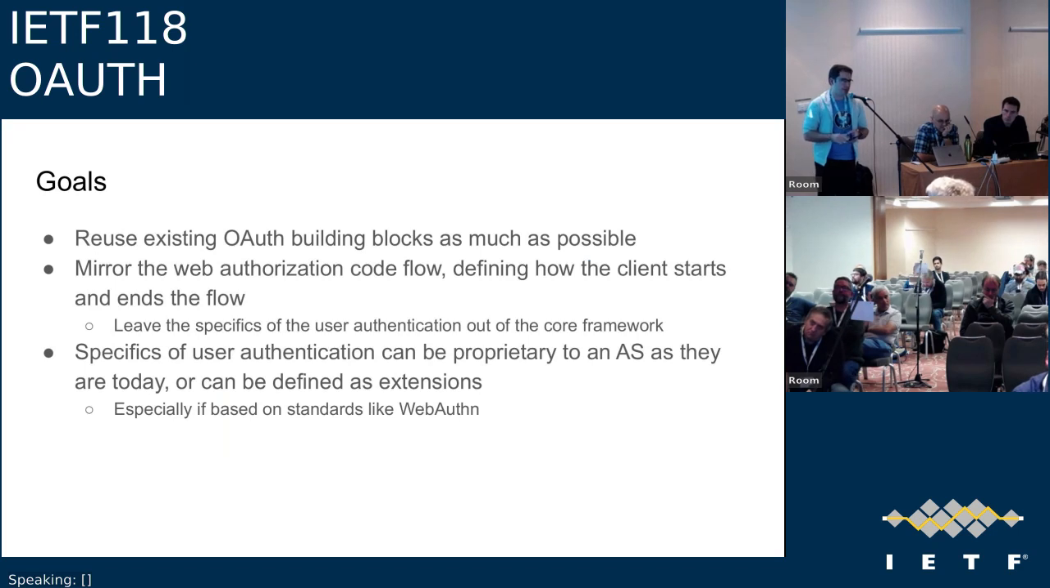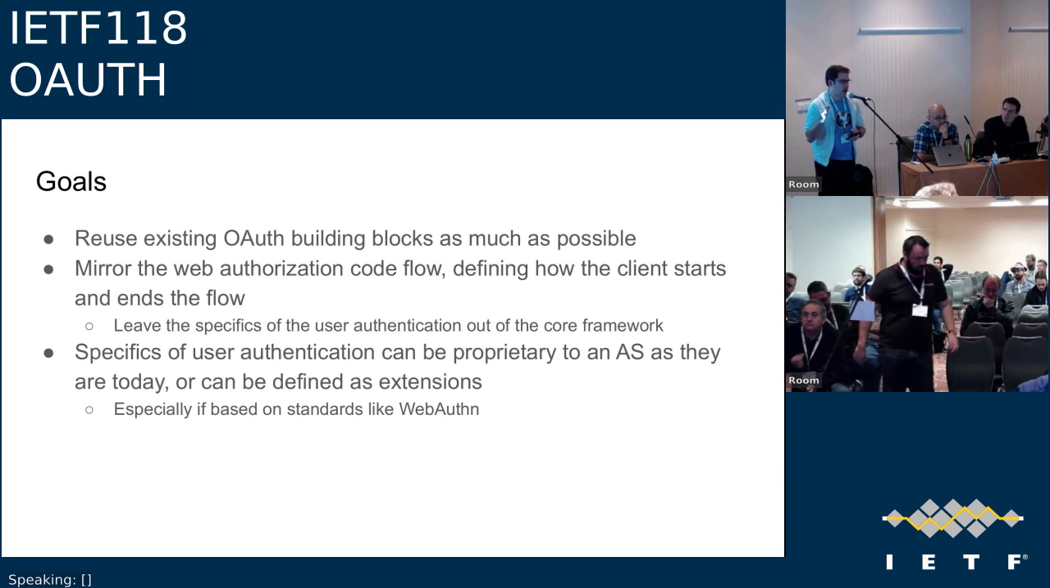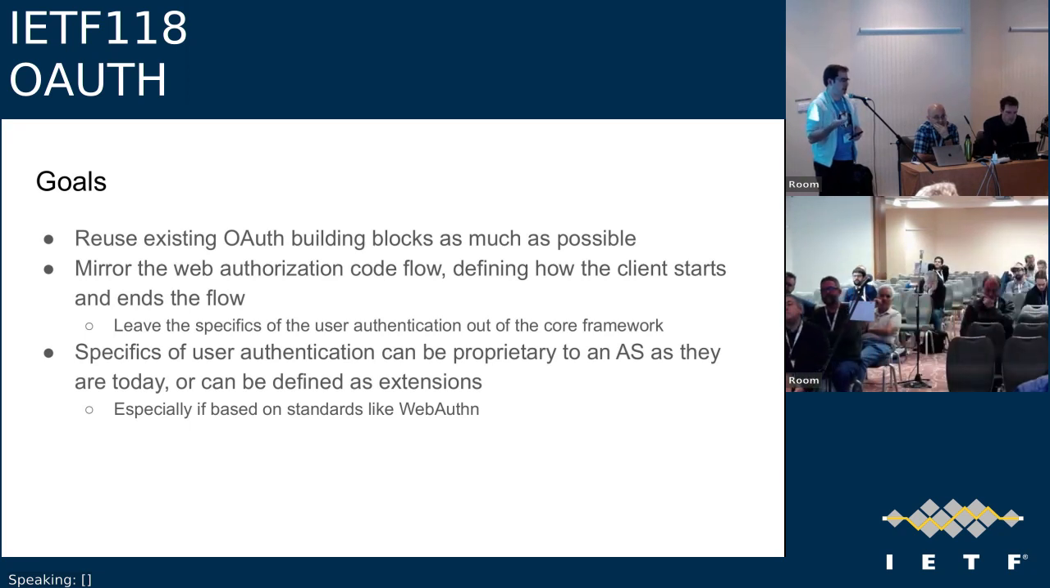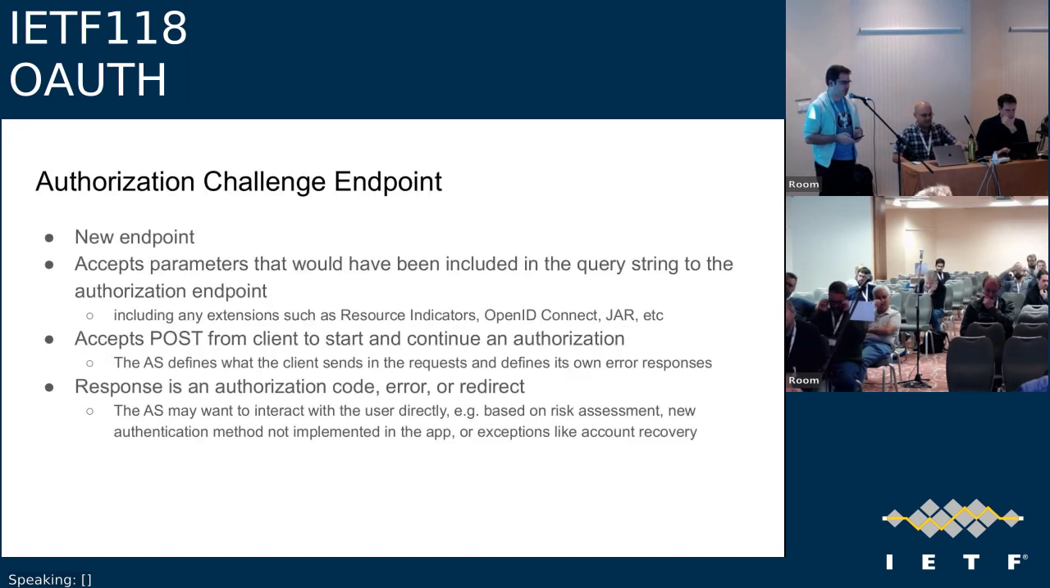A couple of the goals of the design of this document: use existing OAuth building blocks as much as possible, mirror the web version of the authorization code flow, which means defining how the client starts and ends the flow, but leave the specifics of authentication out of the framework as it should be. That means that the specifics of authentication can be either proprietary to an authorization server like they are today, or we could define extensions for them, especially if those extensions are built on open standards like FIDO WebAuthn, which is a really interesting idea that I think a lot of people would use.